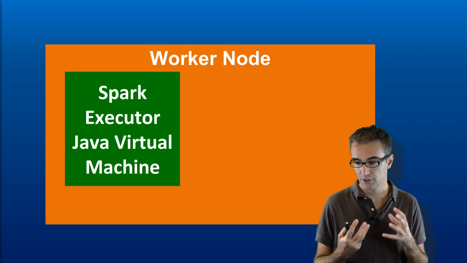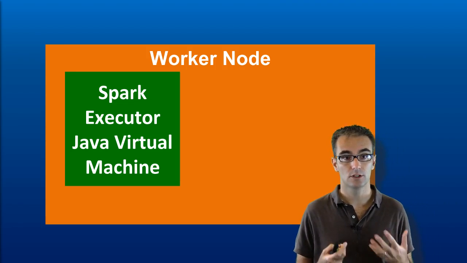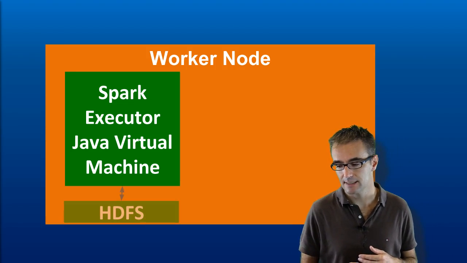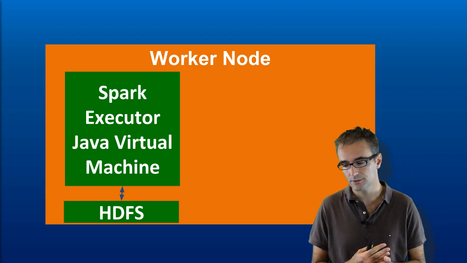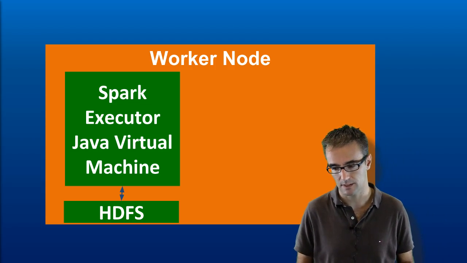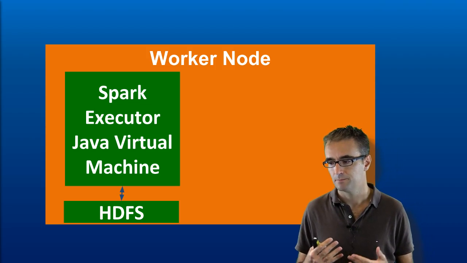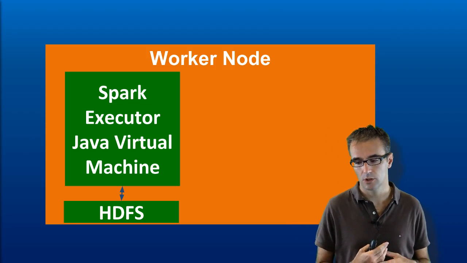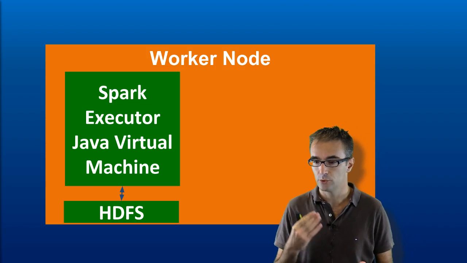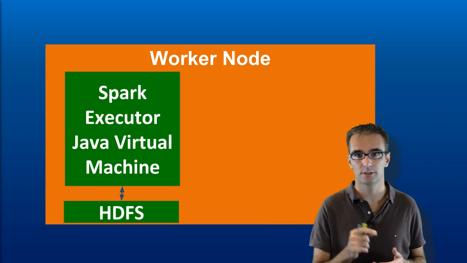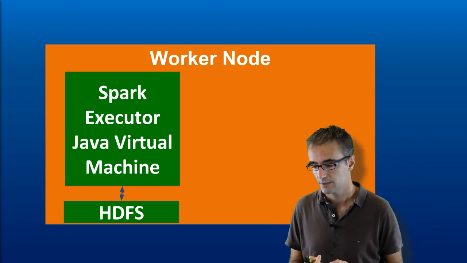This Java virtual machine is the core where all the computation is executed, and it is also the interface to the rest of the Hadoop ecosystem. For example, if we have the Hadoop file system, then on each worker node some of the data will be stored locally. As you know, the most important point of this computing framework is to bring the computation to the data.